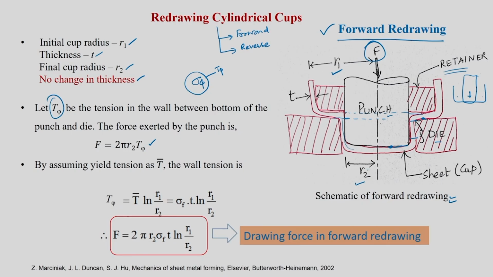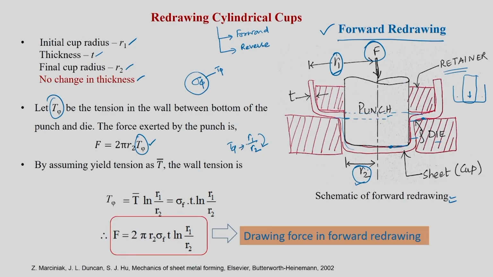Now this wall tension you will see depends on the severity of drawing. Severity of drawing means it depends on what value of R1 is converted into what value of R2, which is given by R1 by R2, otherwise called the reduction. This is the reduction in the cup you have at the end of the second stage. So, R1 becomes R2. How severe is this? Is it like 100 to 50 or 100 to 30? A 100 mm radius is converted into 30 mm radius, or 100 mm radius is converted into 50 mm radius. So, this T phi depends on this ratio.